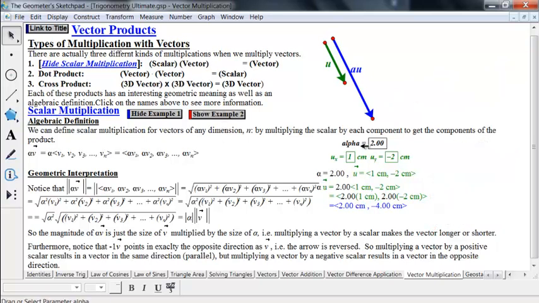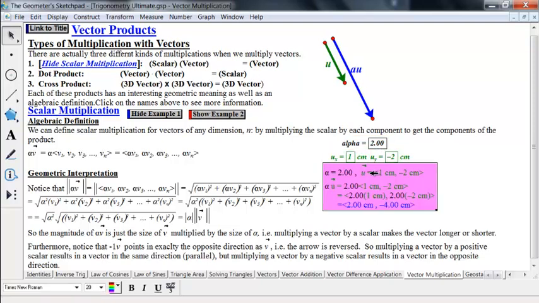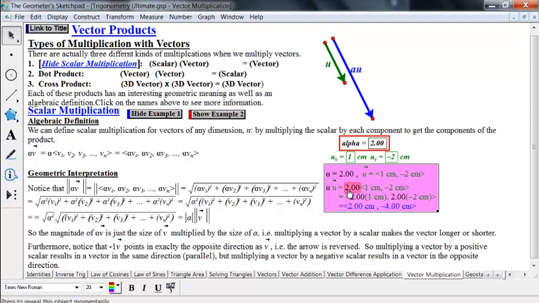So, for example, let's look at this first example. We have alpha is 2, u sub x is 1, u sub y is negative 2. So the x component is 1, the y component is negative 2, so vector u is (1, negative 2). And alpha is 2. So we just take alpha times u, and that's 2 times (1, negative 2), which is 2 times 1 is 2 for the x component, and 2 times negative 2 is negative 4 for the y component.